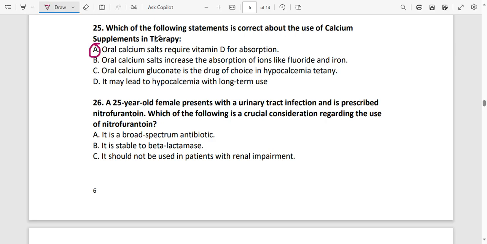So basically, for you to remember, oral calcium salts require vitamin D for absorption. Vitamin D is required in the absorption of calcium. That's why it is produced in the kidney, goes to the intestines, specifically the small intestines, to cause absorption because it's needed.